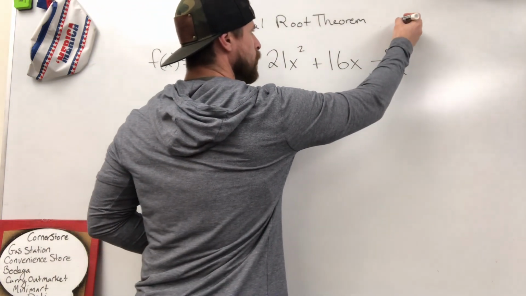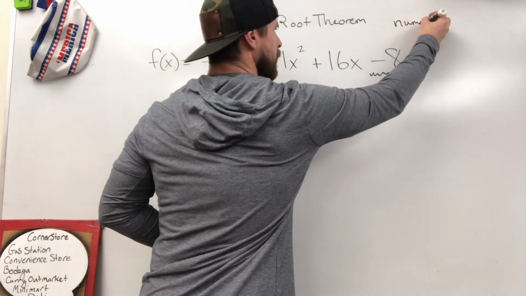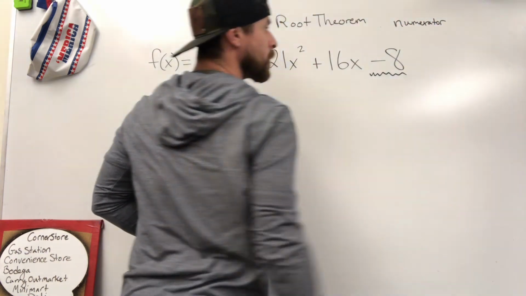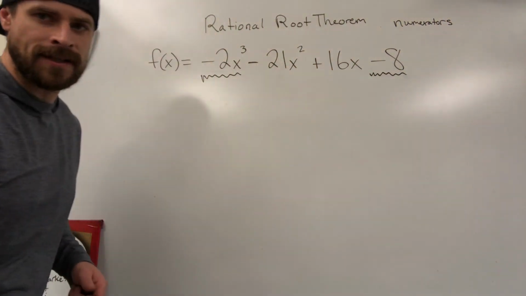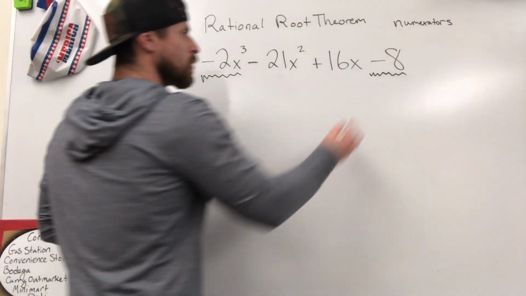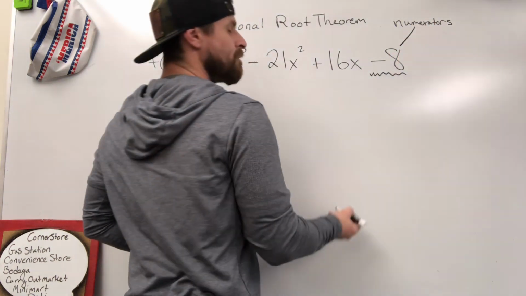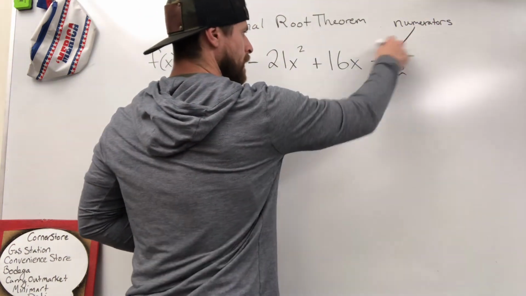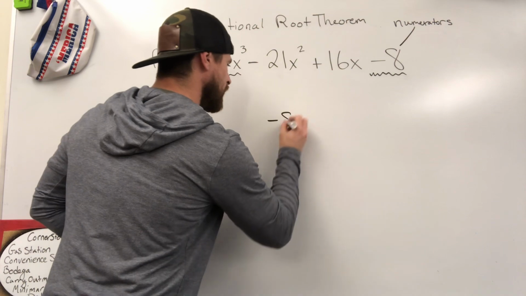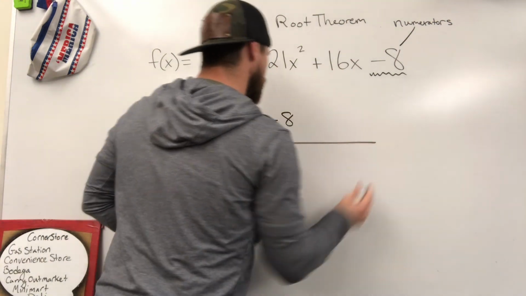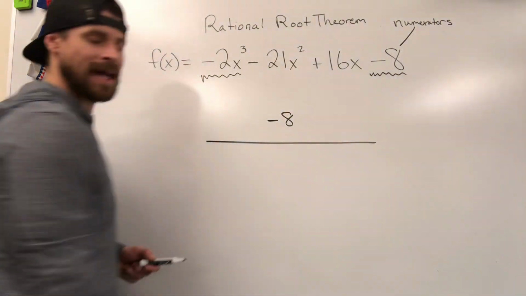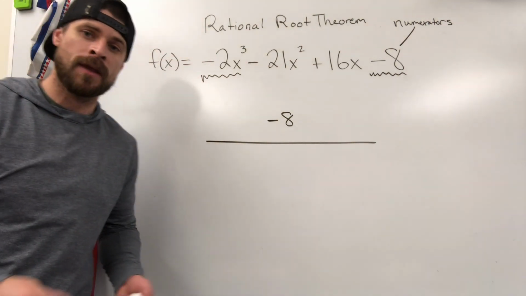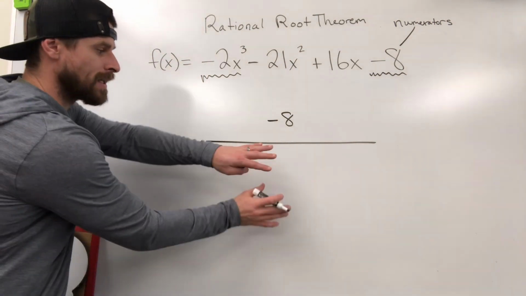That's going to have to do with our numerator, or numerators, plural, because we're going to have a lot of possible candidates for roots. So every single one of the numerators is going to have to be a factor of negative 8. So what I like to do is just put a negative 8 down, and then I draw a line because I know that there are 4 different factors of negative 8, and I'm going to have to list them out in just a second. The way I'm going to show you how to do this is creating a table.